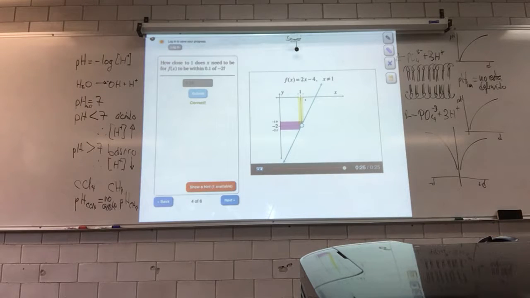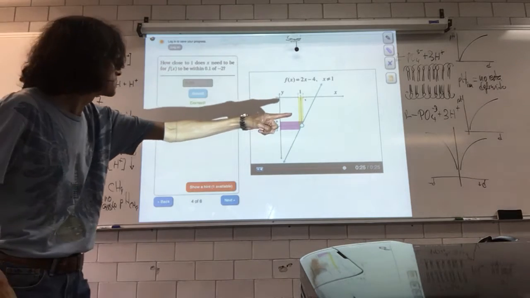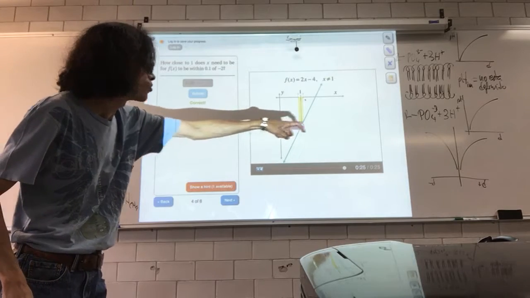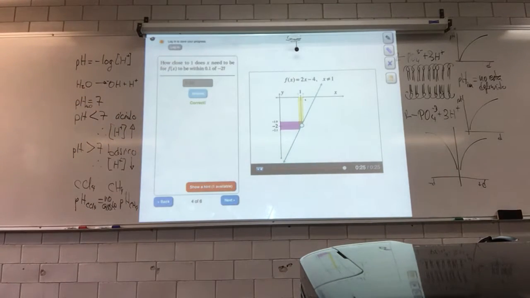Es 10 veces más pequeño. Estoy 10 veces más cerca de más 2, donde está definido. Ya tengo que terminar antes de que nos corran por el ruido de allá abajo. Right. To get the output to be within 0.1 of minus 2, the input has to be within 0.05 of 1, which is between 0.95 and 1.05.